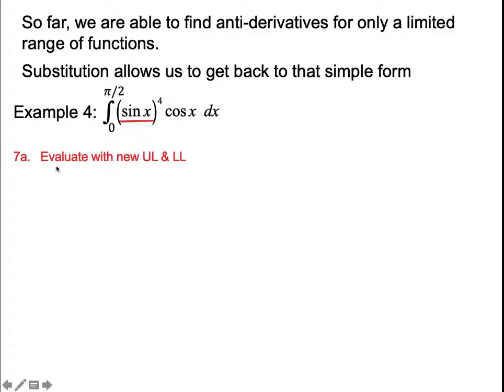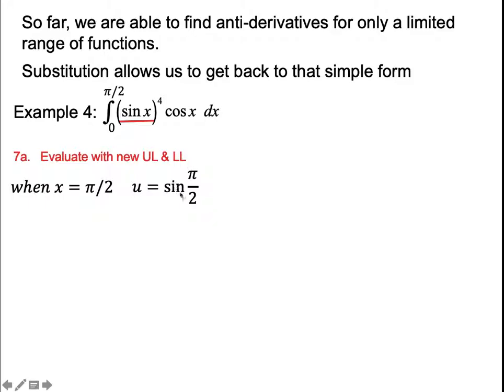Okay, so let's talk about 7a. Evaluate with new upper limit and lower limit. So if you remember, we had u to the 5th over 5. And these are x limits. So we've got to get our new limits in terms of u. So if you remember our substitution, u equals sine x. So when x is at our upper limit, x is pi over 2, then u is sine of pi over 2, because u was sine of x.